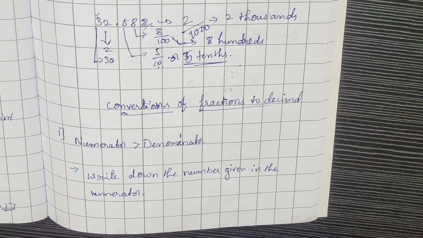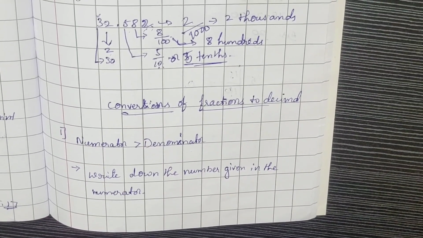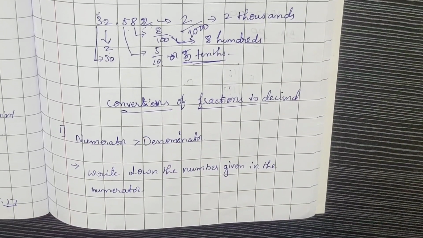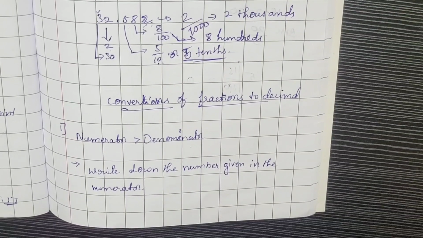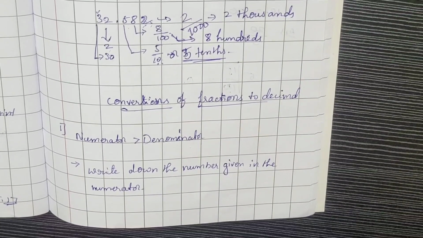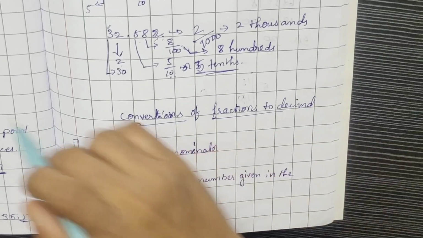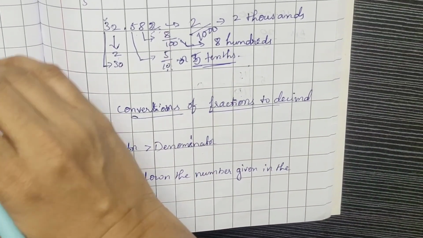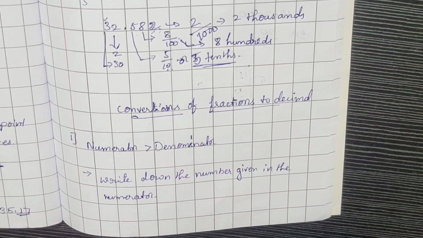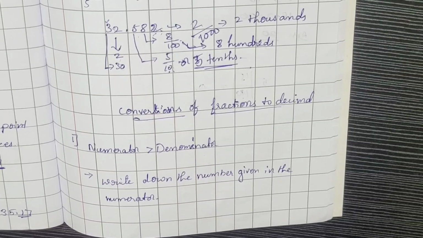Next comes conversion of fractions to decimals. How to convert a fraction to a decimal? I already told you 2 by 10 is equal to 0.2. So now we have to see how to do that. Okay.